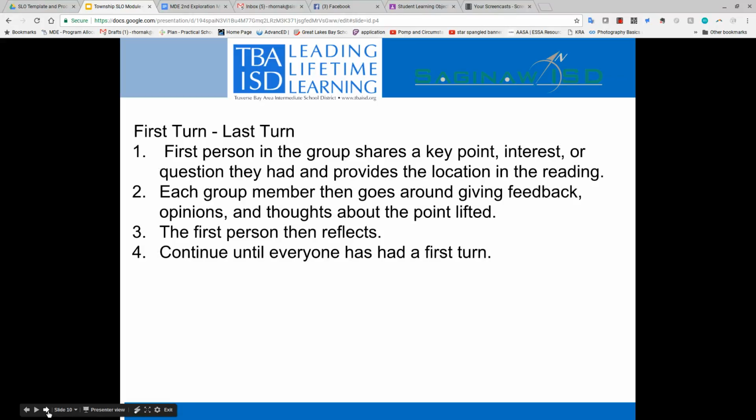Okay. If you want, here's a protocol that you can use if you're meeting as a group called first turn, last turn. The first person in the group shares a key point or interest or question that they have and provides the location in the reading and reads it out loud. Then each group member takes a turn and it goes around the table giving feedback, opinions, thoughts about the point lifted. But there's no cross-talking, which means everybody gets the floor once and everybody has to actively listen as they're speaking. Then once it comes around to the first person, that first person then reflects on what was said about the key point that they lifted out. And you continue this process until everyone has had a turn.